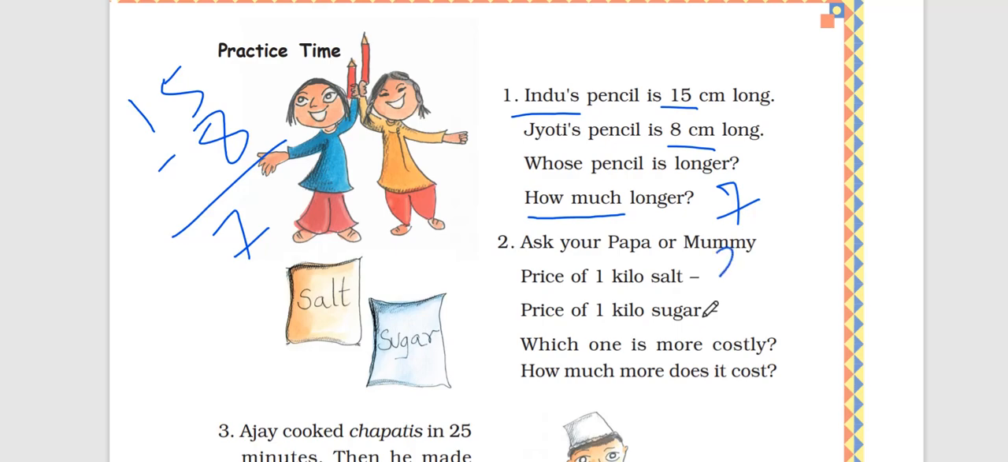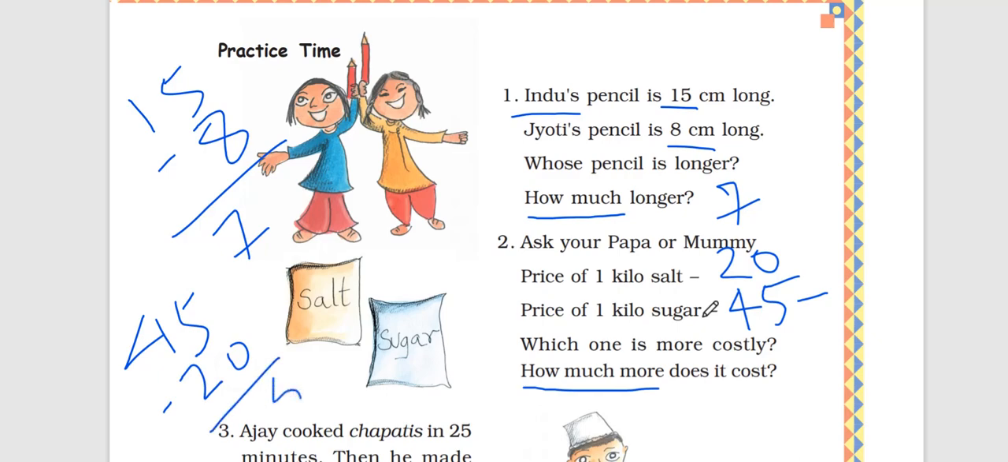Okay, ask your papa or mommy the price of 1 kilo salt. Let's say it's 20 rupees. And the price of 1 kilo sugar, let's say it is 45 rupees. Which one is more costly? Which one is costlier? Sugar. 45 is the larger number. How much more does it cost? Again, we have our keyword here. How much more tells me to subtract. So 45 minus 20. 5 minus 0 ones is 5 ones. 4 minus 2 tens is 2 tens. So 25 is my answer. How much more is 25 rupees. Which one is costlier? Sugar.